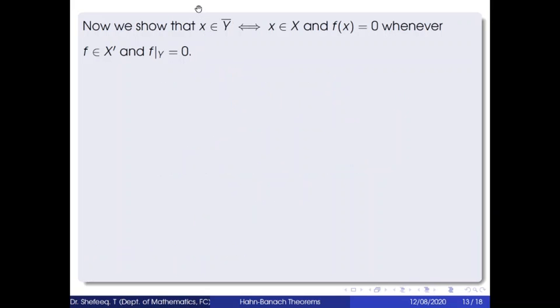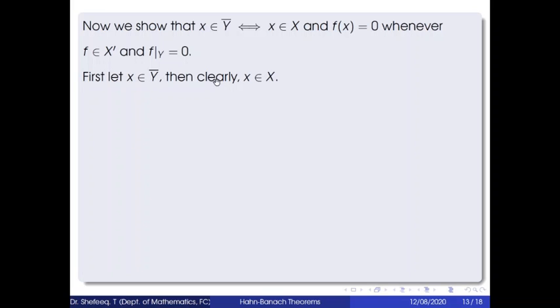Next we want to show that x belongs to Y bar if and only if x belongs to X and f of x is equal to 0 whenever f belongs to X dash and restriction of f to Y equal to 0. So first we let x belongs to Y bar, that is closure of Y.